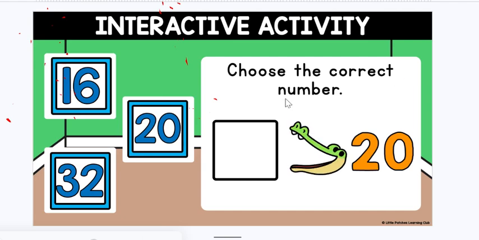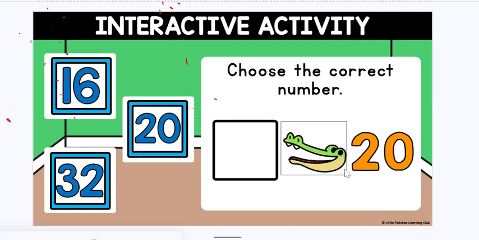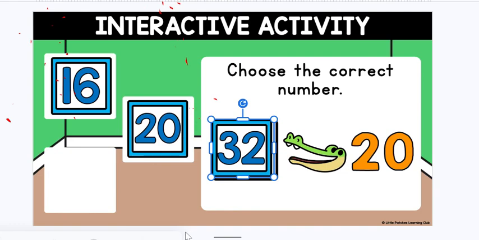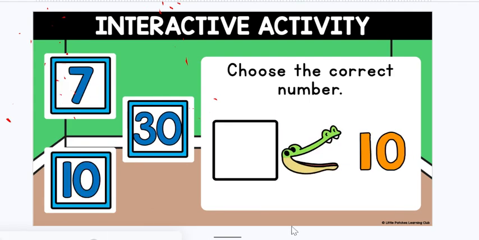Choose the correct number. Ooh, so the alligator has to eat the bigger number. So it has to be bigger than 20, right? Let's see. What number is bigger than 20? 16 is less than 20. 20 is equal to 20. So it has to be 32 is greater than or more than 20. Let's go to the next one.